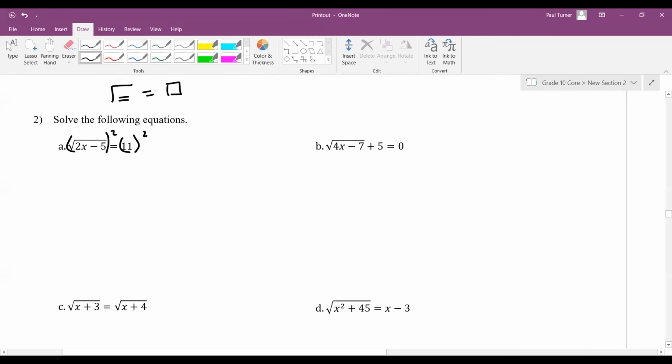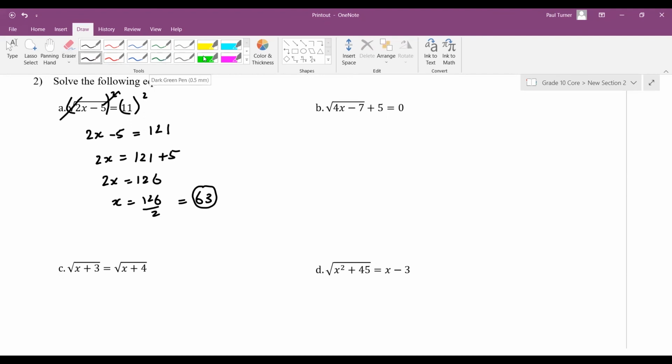Okay, so 2x minus 5 squared of the square root will give you 2x minus 5. Okay, just cancel it. That would be 121. And 2x equals 121 plus 5. So 2x equals 126. X is going to be 126 on 2, which is going to be 63. So x will be 63 in this case.